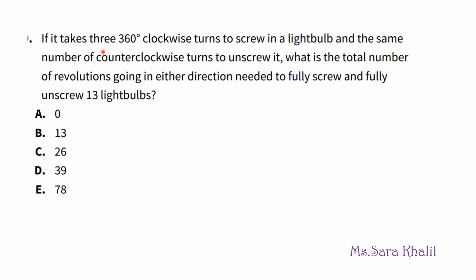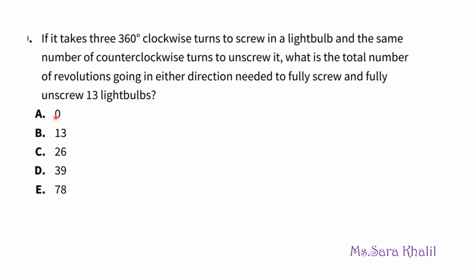If it takes 3 turns of 360 degrees clockwise to screw in a light bulb and the same number of counterclockwise turns to unscrew it. So 3 turns of a 360 clockwise to turn the screw, and the same number, so 3 turns counterclockwise to unscrew the bulb. What is the total number of revolutions going in either direction, whether clockwise or counterclockwise, needed to fully screw and fully unscrew 13 light bulbs?